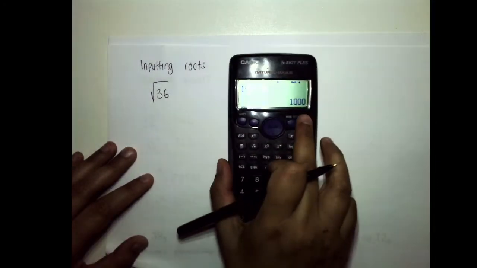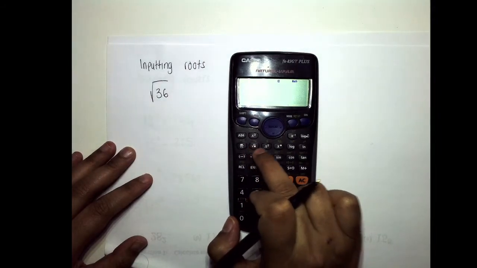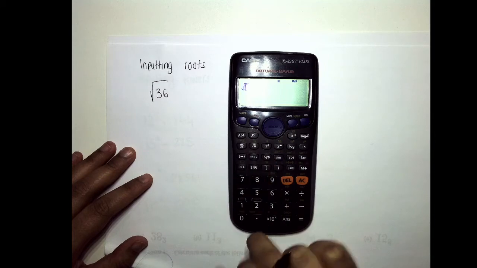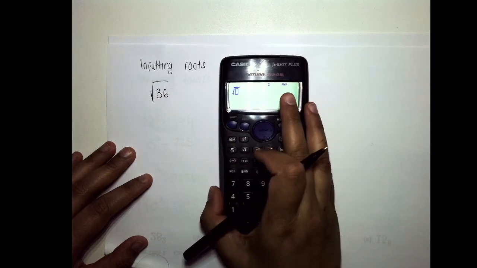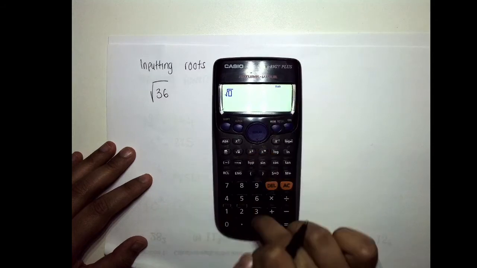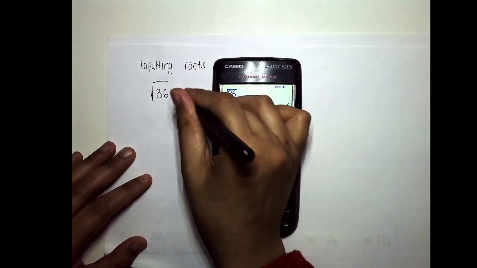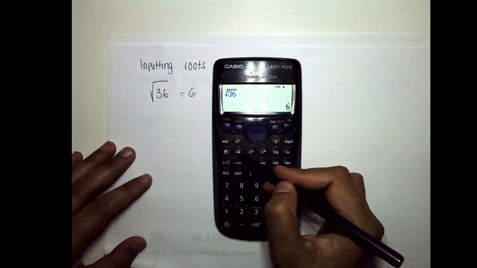So now if you look at the calculator, there is a square root button. It's a root with a little blank square underneath it. Now if I click that, as you can see there's a square root and there's a blank square next to it. That allows me to input the number I want, so 36, press equals, and the answer is 6. Now be careful, this is only for square rooting.